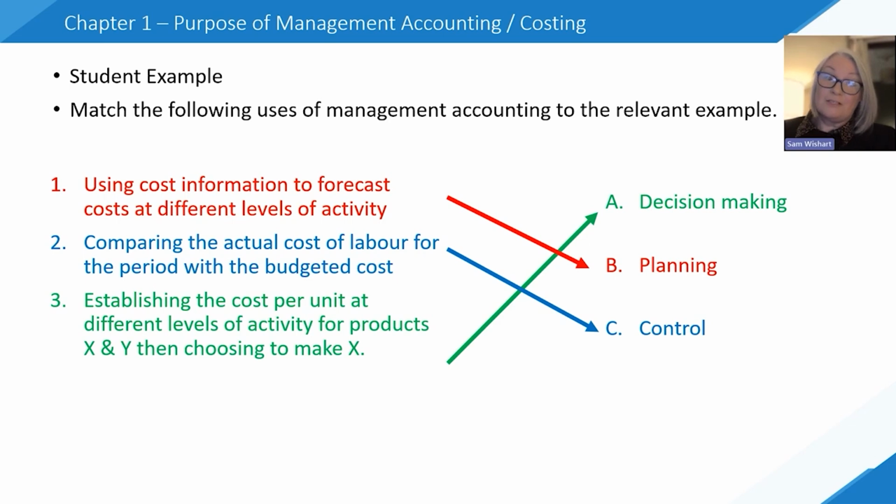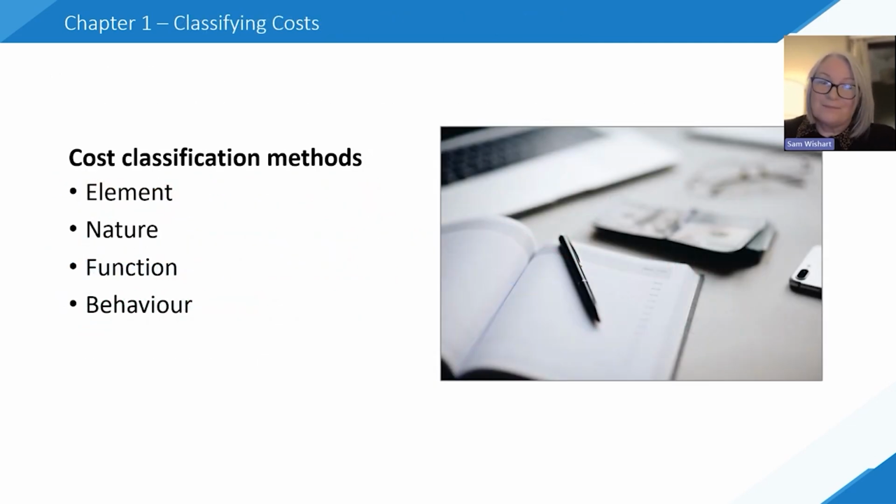So using cost information to forecast cost at different levels of activity is an example of planning for a business. Comparing the actual cost of labour for the period with the budgeted cost is how we might control costs. Obviously, comparing our actual costs with budget and then taking action to control those costs in the future is a key operation for a management accountant. And then finally, establishing the cost per unit at different levels of activity and then deciding to make X is an example of making a decision. We've decided to make X instead of Y. Excellent, well done. Thanks for getting involved in that.